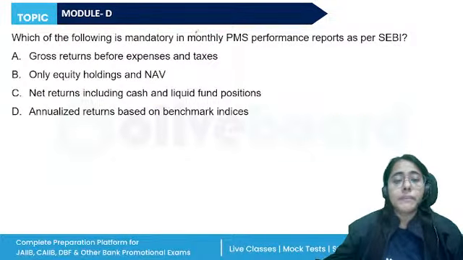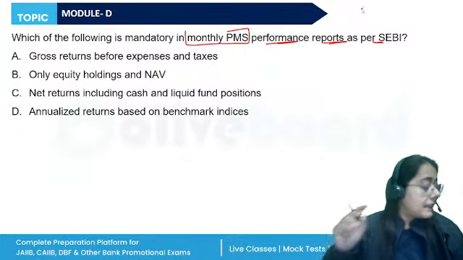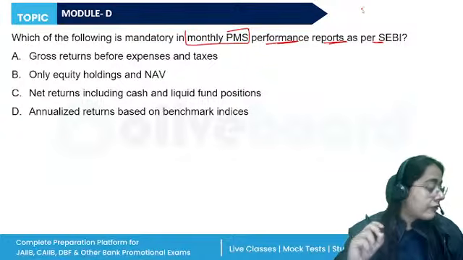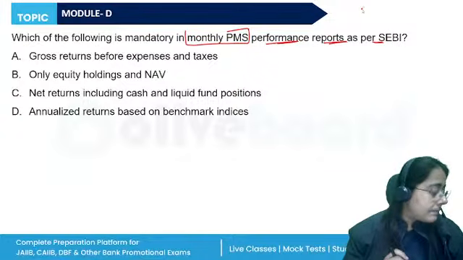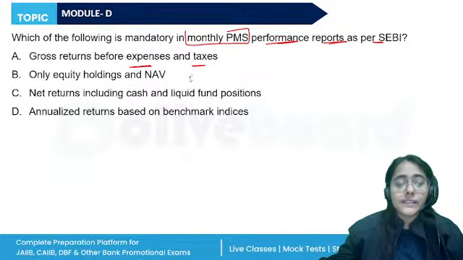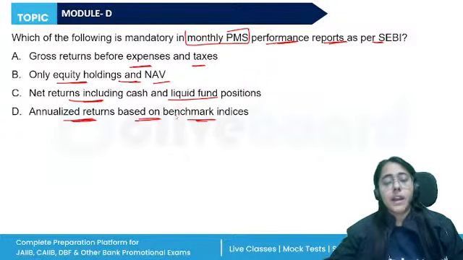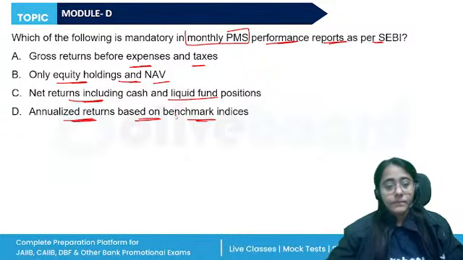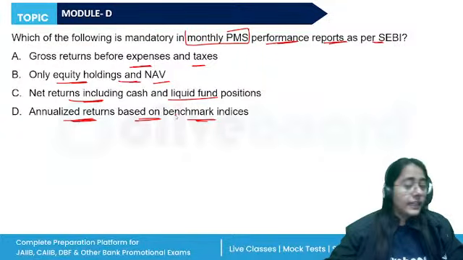Which of the following is mandatory in the monthly PMS performance report as per the SEBI? Now, the manager will also have to give the monthly report to their client. What information should be there? The gross returns before expenses and taxes, only equity holdings and the net asset value, net returns including cash and the liquid fund position, annualized returns based on the benchmark indices. What should be mandatorily included in this report?